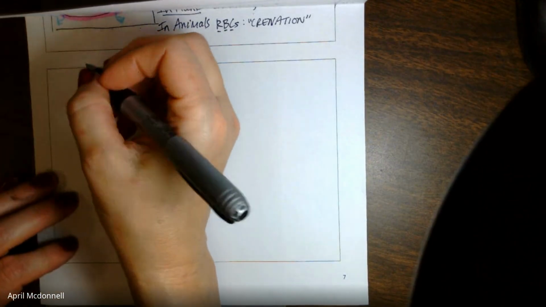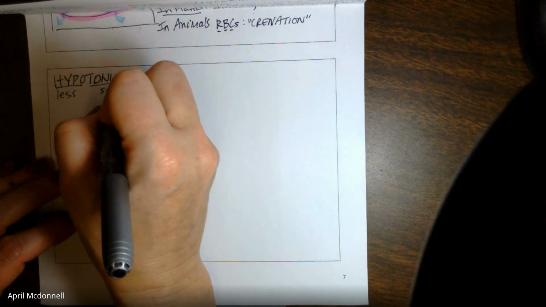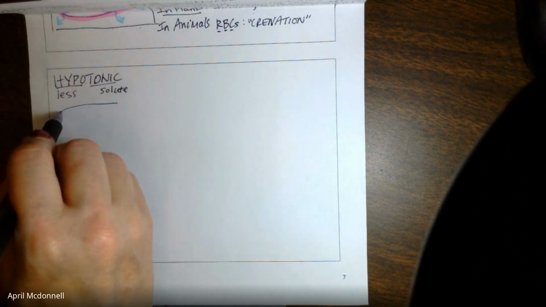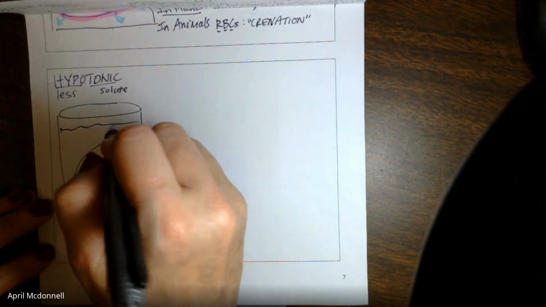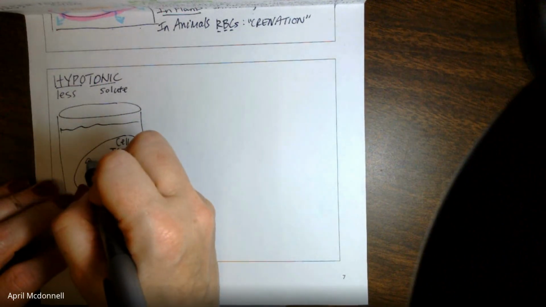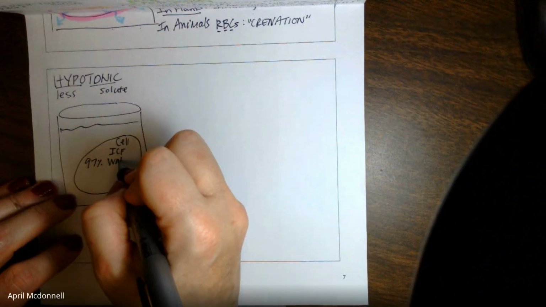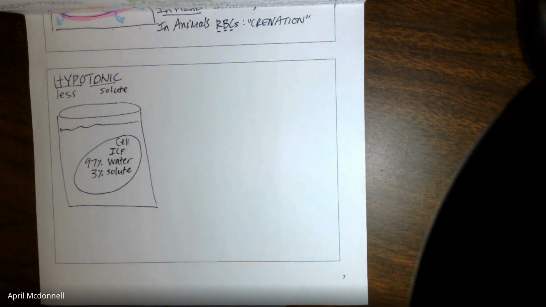Our last type of solution is called hypotonic. The term hypo means less, and tonic means solute. So, less solute in the extracellular fluid. Again, I'm going to draw a beaker and drop a cell inside. I will keep the composition of the cell the same, 97% water and 3% solute, the same as in the previous examples.